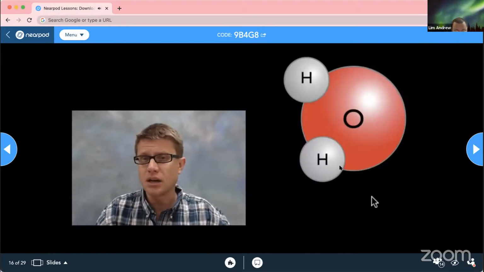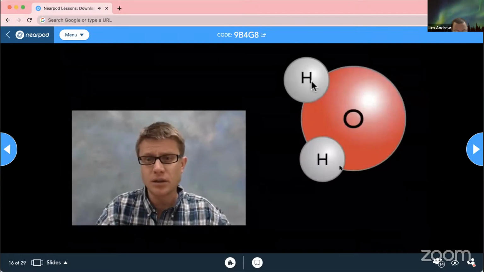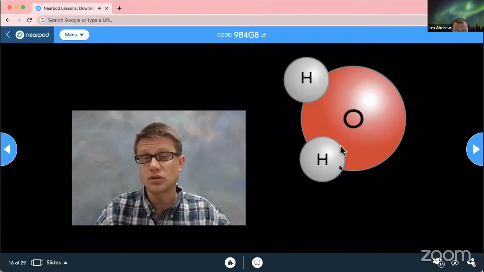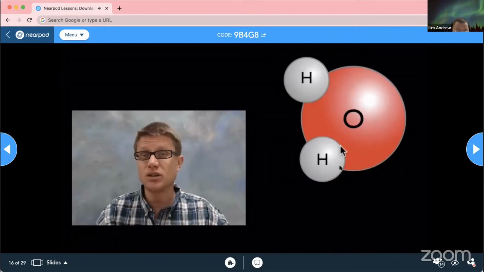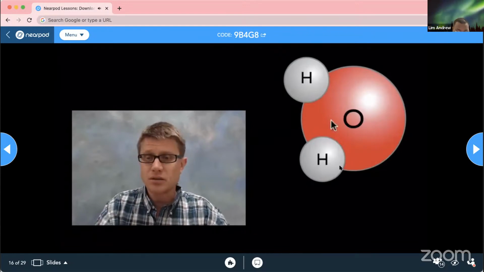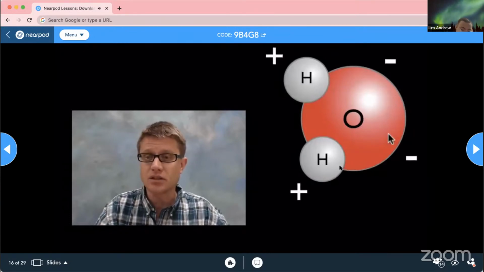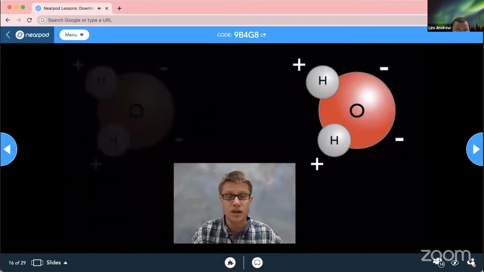Now, one thing that you need to understand is that this is a polar molecule. And what that means is there's a covalent bond between the hydrogen and the oxygen, and between this hydrogen and oxygen as well. And oxygen is really greedy when it comes to electrons. It's going to pull the electrons towards it. And so this is a sharing of electrons between these atoms, but it's a polar covalent bond. And what that means is since oxygen's pulling the electrons towards it, it's going to have a partial negative charge on this side of the oxygen, and then hydrogens are going to have a positive charge on the other side.